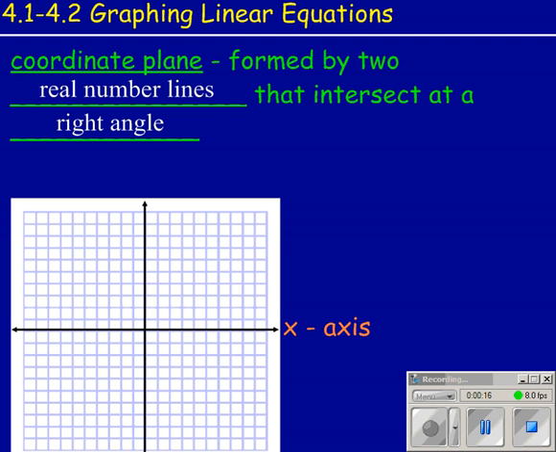Okay, so a coordinate plane. When you see this, it is also called a coordinate plane. A coordinate plane is formed by two real number lines that intersect at a right angle. We are talking about two real number lines here. What two are those, and what do we call them?